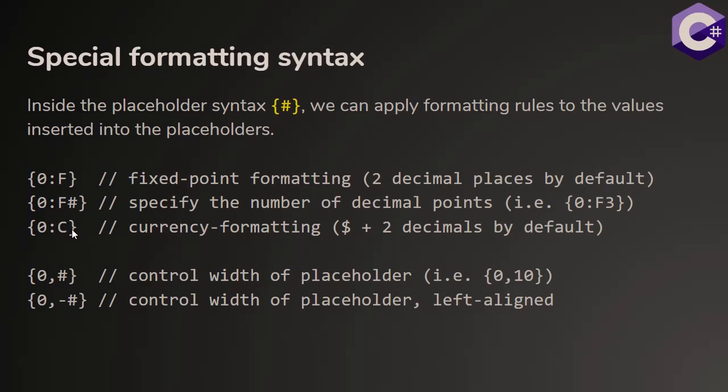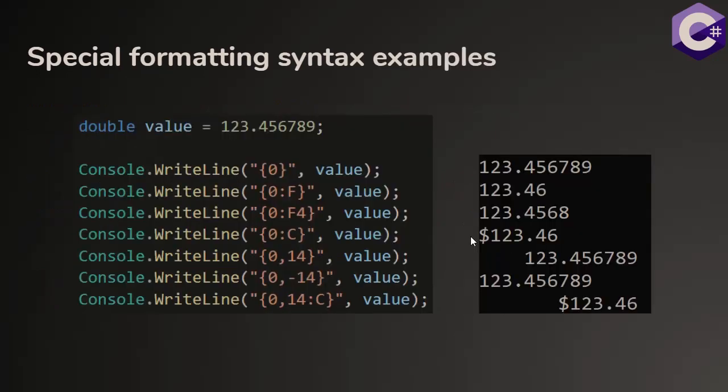If I use a :C, this is a currency formatting syntax, which adds a $ plus 2 decimals by default. And then here are some examples of, instead of a colon, if I use a comma, I can specify the number of spaces in the string that I want to reserve to insert my value. So for example, 0,10 would say, okay, I'm going to put 10 characters and then insert my value right justified into these 10 spaces. A negative number means I'm going to reserve an amount of space and insert the value left justified.